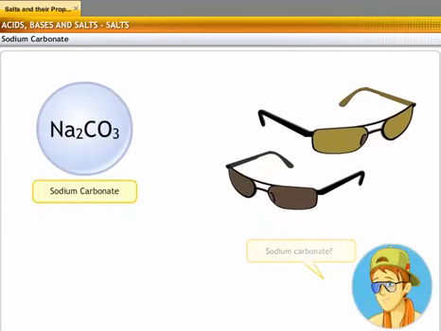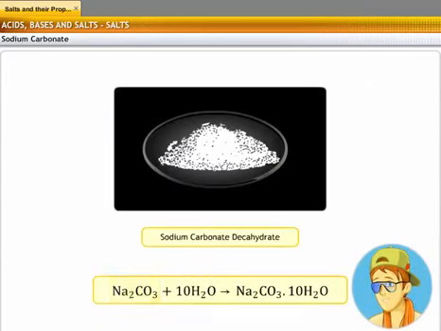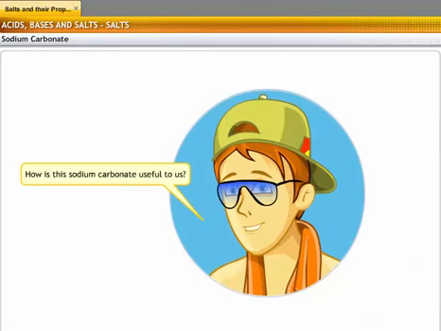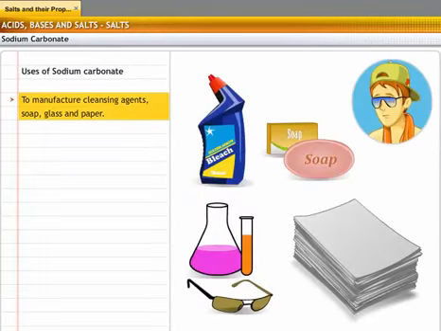Sodium carbonate? Sodium carbonate is obtained by heating sodium hydrogen carbonate and is called anhydrous sodium carbonate or soda ash. The anhydrous sodium carbonate is dissolved in water and recrystallized to sodium carbonate decahydrate. How is this sodium carbonate useful to us? Sodium carbonate is used to manufacture cleansing agents, soap, glass, paper, etc.